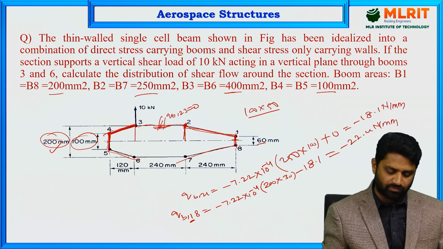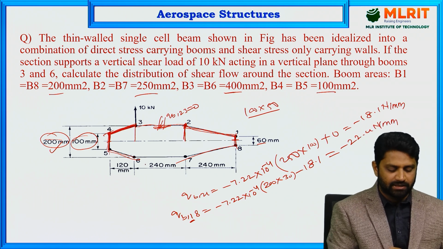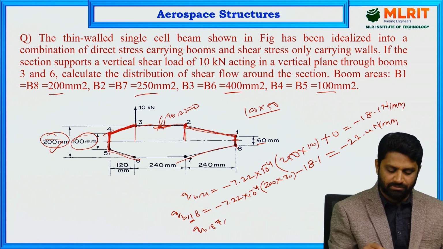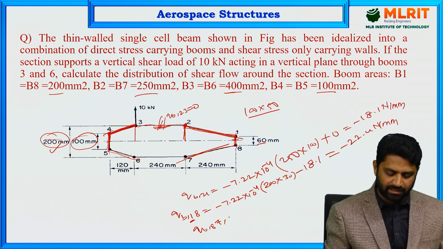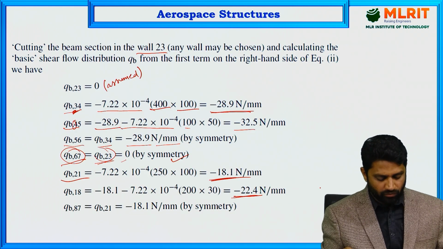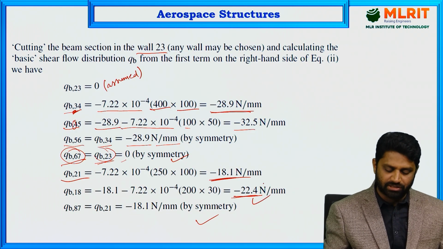That is nothing but QB18. And again QB87 is almost similar to 2-1 by symmetry. So you can write QB21, that is the same, minus 18.1 Newton per mm. This is how we calculate the open section shear flows.